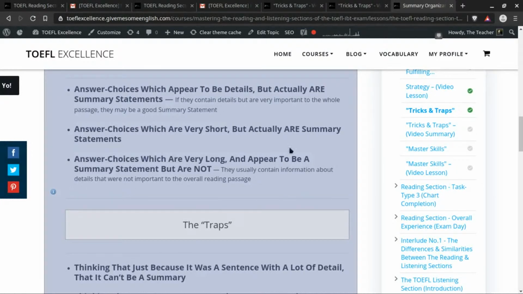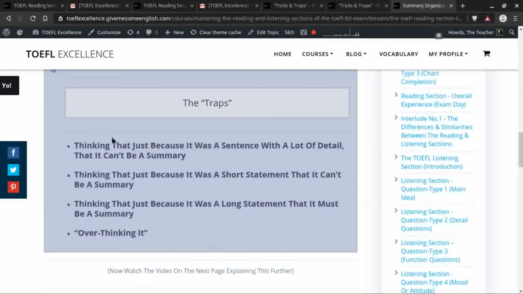All right, the last one, answer choices which are very long, and I just alluded to that before. So they appear to be a summary statement, but just because they're a long statement does not mean that they are a summary. In fact, there's at least one example in the examples we have in this course where the long statement has details about something which was an example of some other point that they were making. So therefore, it wasn't really important information to summarize the entire reading passage. So those types of statements, if it's a very long statement and it seems like a summary, it usually contains information which is not really that important. For example, an example of something.